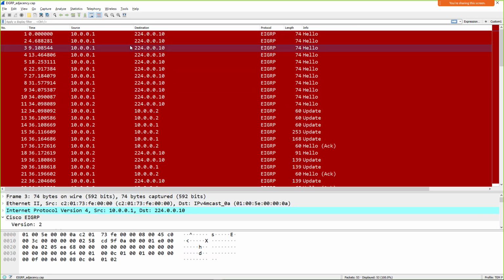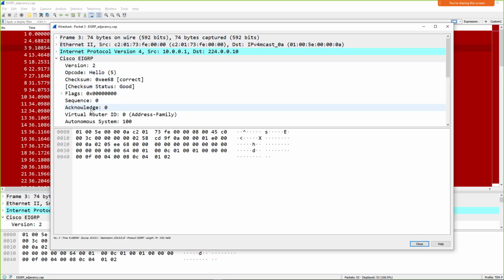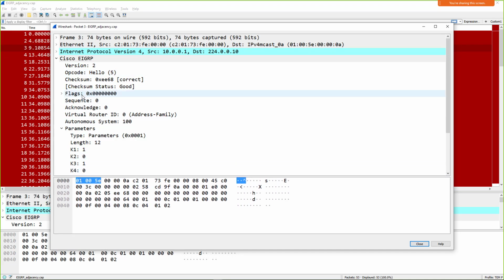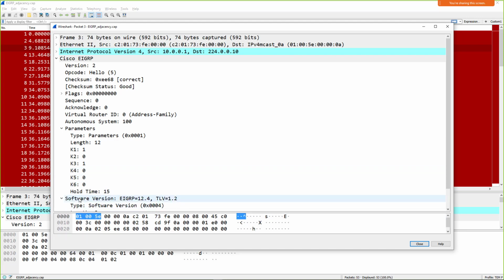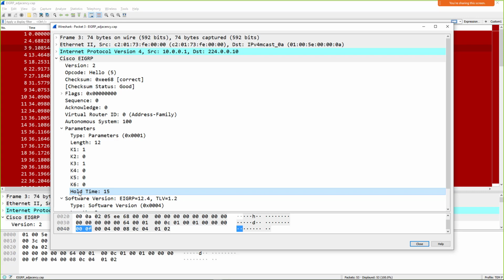So if I open up a hello packet here, we can see it's not part of the EIGRP packet header, but it is part of the parameters in the hello packet itself. So we see it right here the whole time. As you can see there, it's a 2-byte field, a 16-bit field. And we also identify the software version.